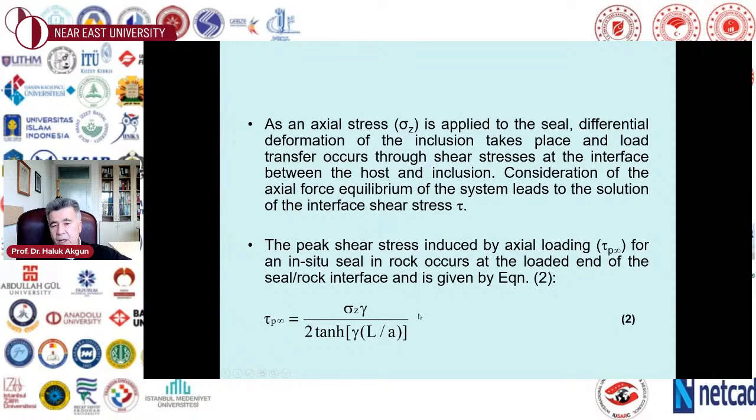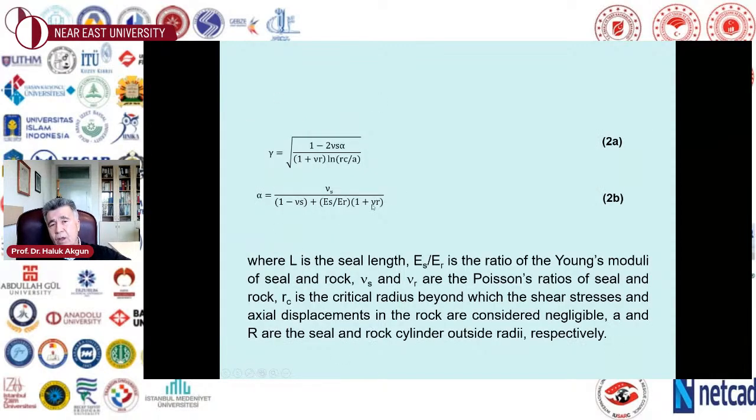So gamma is equal to this term, where Vs and Vr are the Poisson's ratios of the seal and of the rock, and Rc is the limiting critical radius, and beyond this radius, shear stress is not transferred into the rock, and we have negligible axial stresses within the rock.